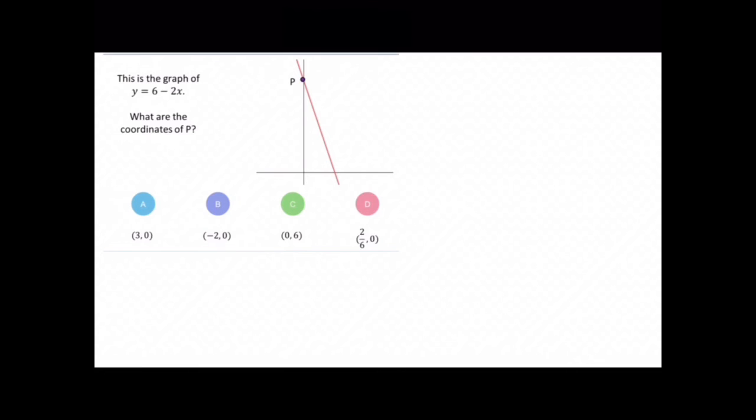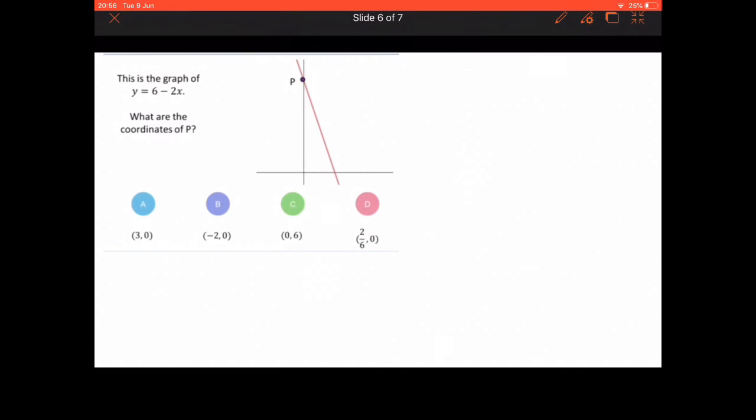Next question here. This is a graph of y equals 6 minus 2x. What are the coordinates of P? Now the first thing I notice is that P lies on the y-axis, and of course the x-coordinate of any point that lies on the y-axis is 0. So I'm going to substitute x equal to 0 into that equation.